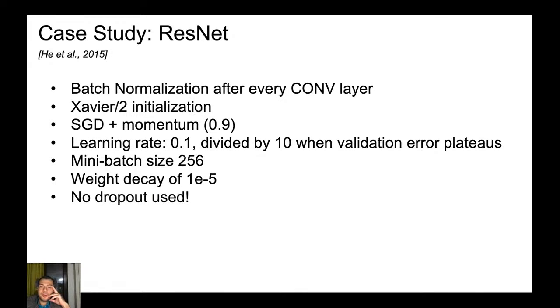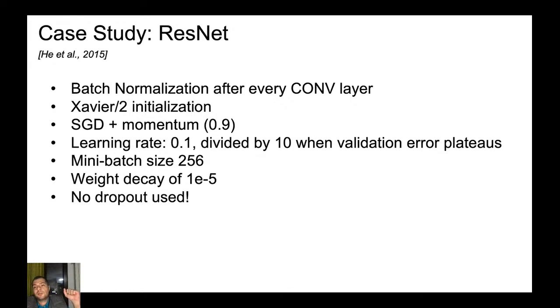Other modifications, they introduced batch normalization after every convolutional layer. So in order to make sure that they remove exploding or vanishing gradients, they introduced batch normalization. So this is really important for deeper networks. And they also observed that when using batch normalization, they no longer needed dropout. So their ResNet was trained without a dropout.